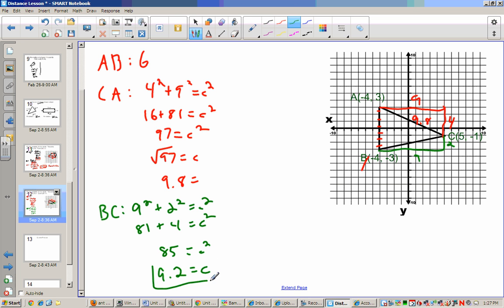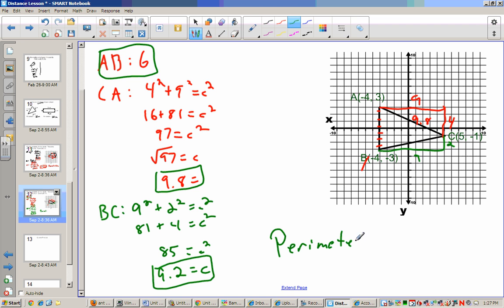All right, so now I have my three values. And now I just have to add them together. 9.2 plus 9.8 plus 6 gives us 25. So my perimeter equals 25.